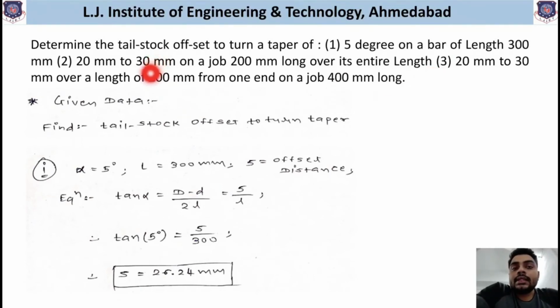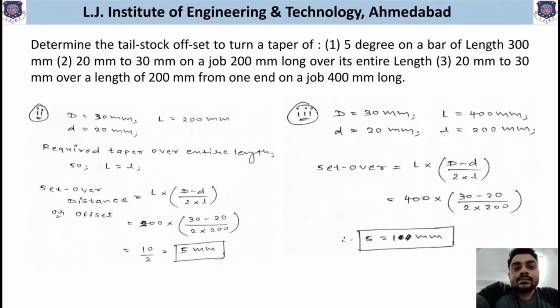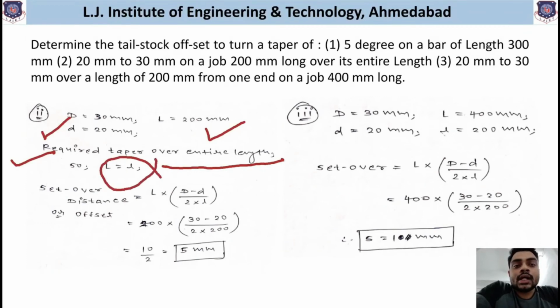Over here capital D, that is 30 mm, small d, that is 20 mm, and capital L, that is 200 mm. But over here they have said that it is over its entire length, that means capital L and small l will be the same. So this is the main important point to consider. Let us solve this. So for the second case, as you can see, capital D and small d and capital L are given. But now as you can see, taper required is over its entire length, that means capital L and small l, these two are the same.